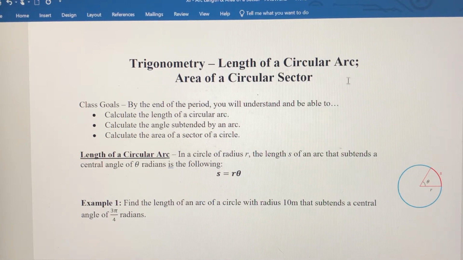So in this video, we're going to find the length of a circular arc. In a subsequent video, we'll go over the area of a circular sector. But we're dealing with circles here.